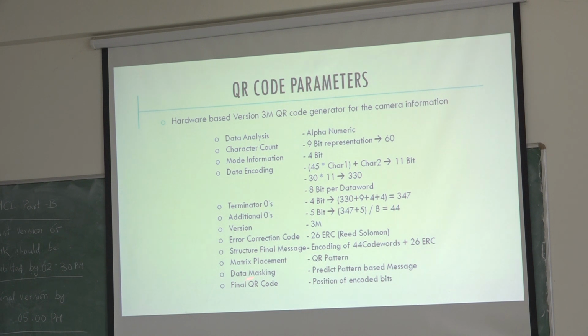So when I check the table, it has the version with the error correction level as medium. This version has 44. Sometimes I may have 41, 42.